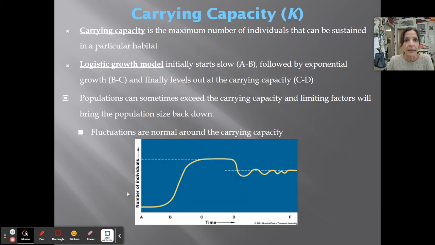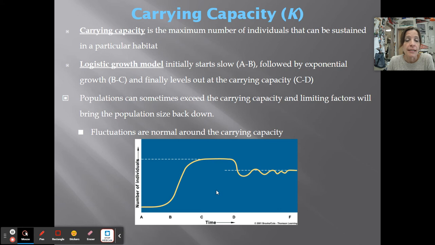So the carrying capacity is the maximum number of individuals that can be sustained in a particular habitat. So with the food and resources and mates and all that stuff, it's the max number of individuals that can be sustained. And so it would be something like this when your logistic growth flattens out. So the logistic growth model from A to B starts out slow because there aren't very many individuals, and then it goes into exponential growth and finally levels out at the carrying capacity.